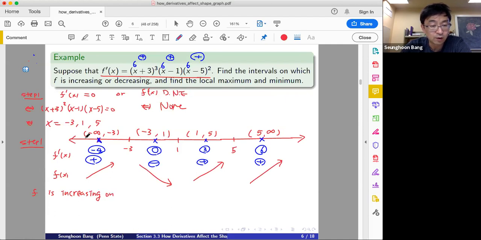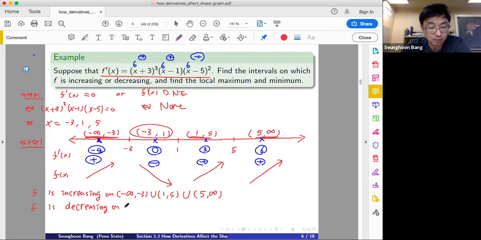On the first interval, negative infinity to minus 3. Another one, 1 to 5. Last one, 5 to infinity. The next one: the function f is decreasing only on one interval, minus 3 to 1.